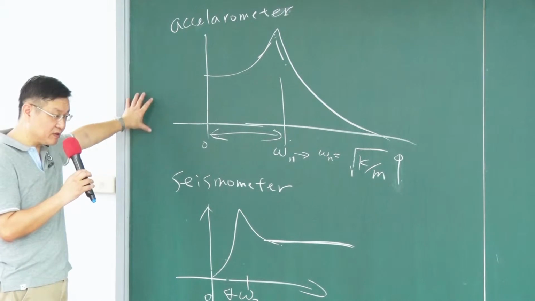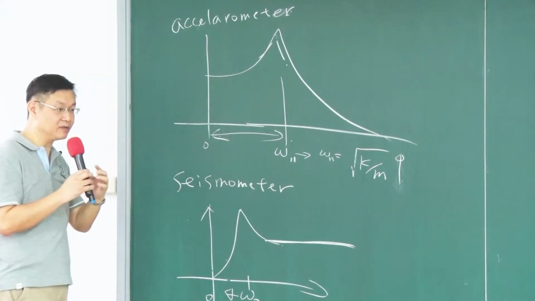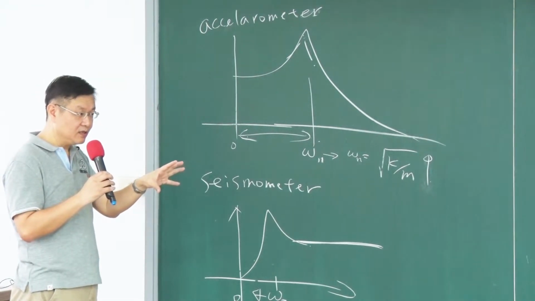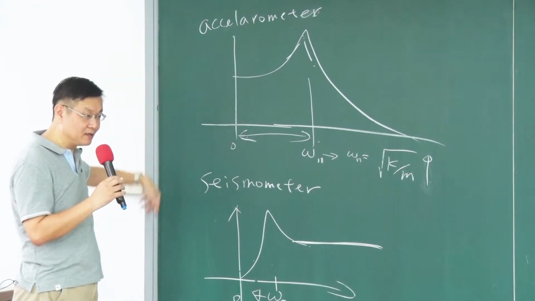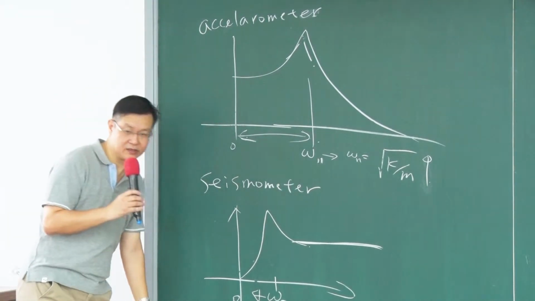So that is the basic difference of the design for seismometer and accelerometer. They are using a similar structure of the device, but the design idea is the opposite. Okay, this is for your reference.